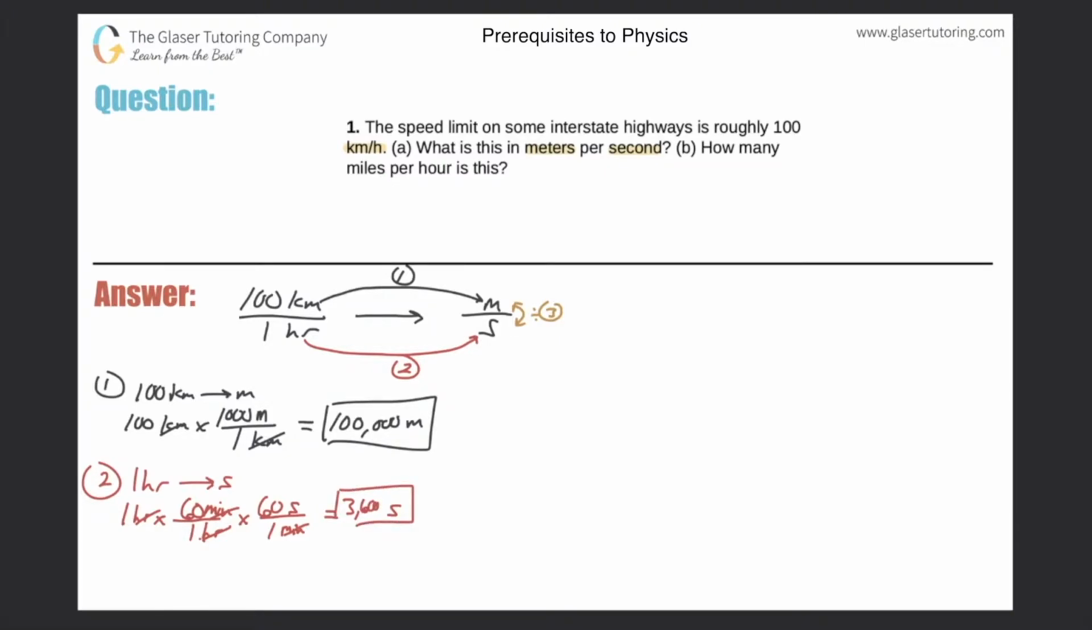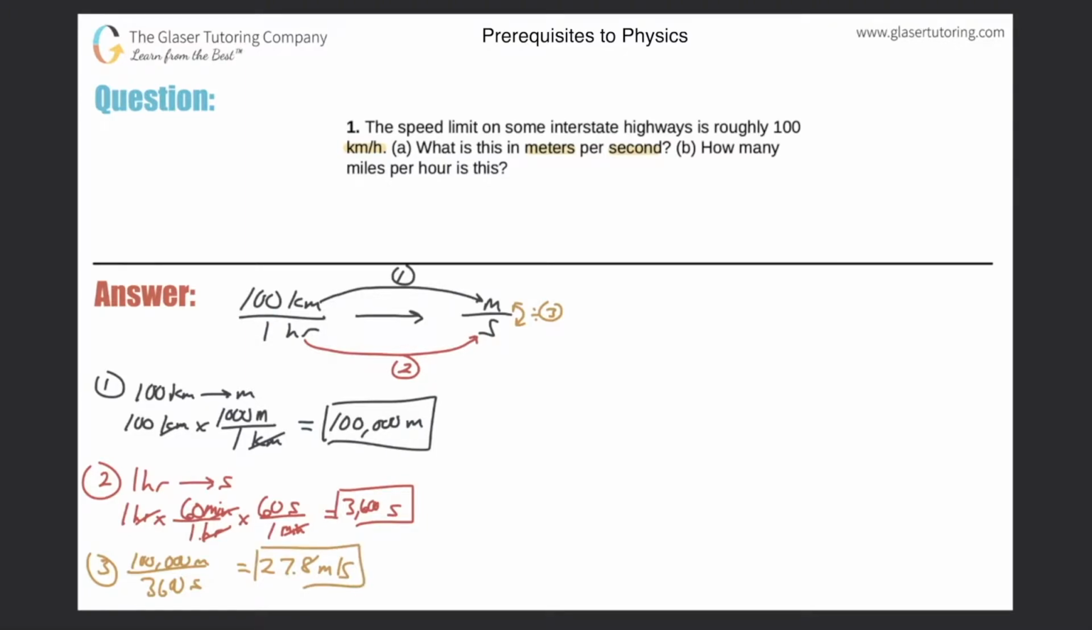Step 3 now will involve doing the division, right? So the 100,000 meters that we found in part 1 will be divided now by the 3,600 seconds. So let's get out the calculator. So it's 100,000 divided by 3,600. And that works out to be approximately 27.8 meters per second. Great. So that should be the answer to part A.